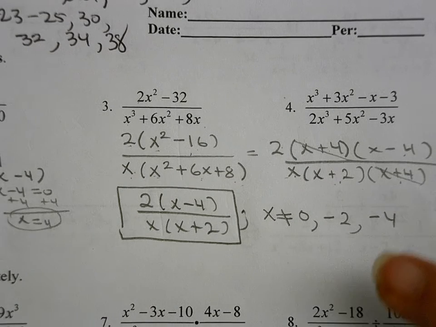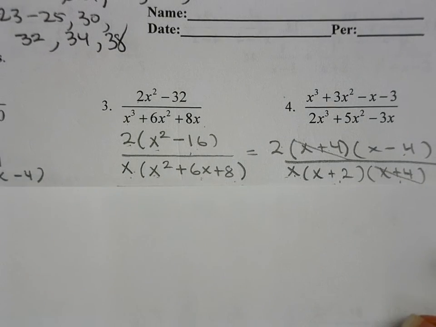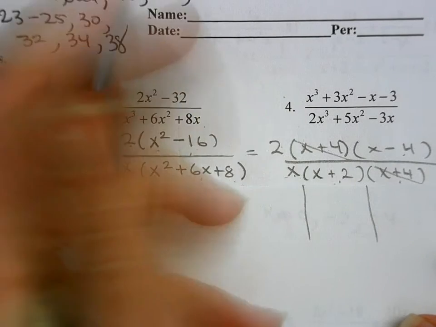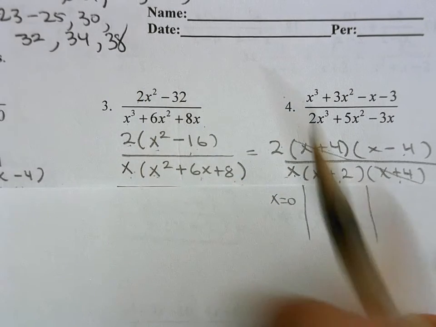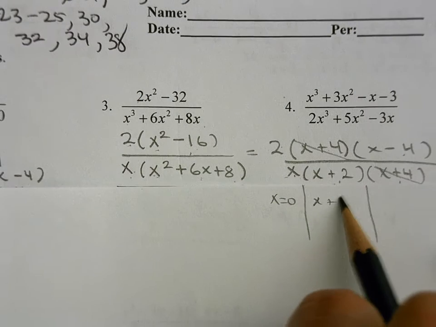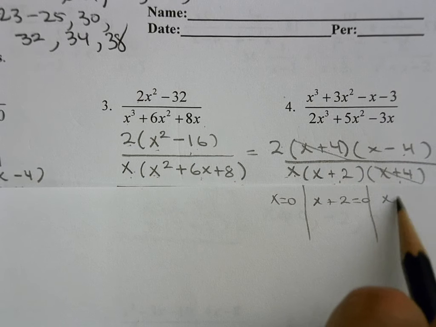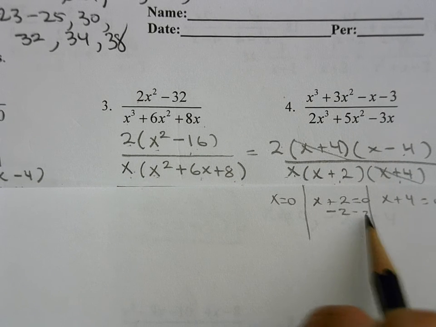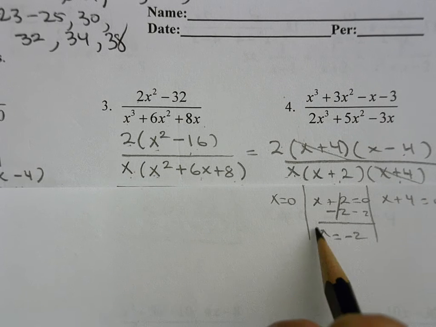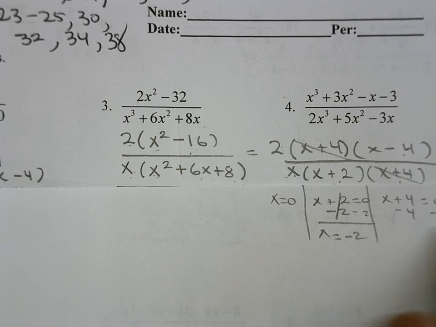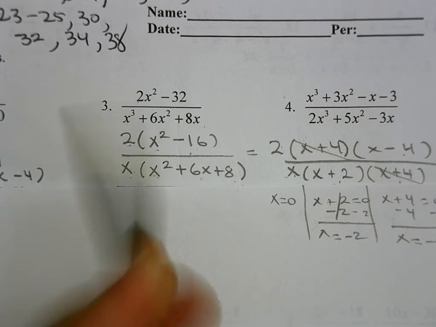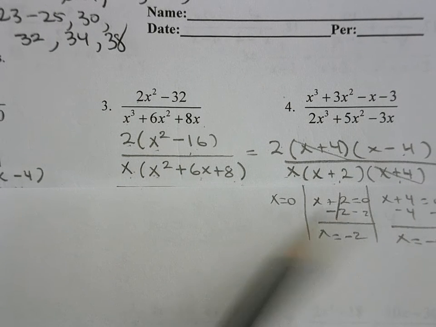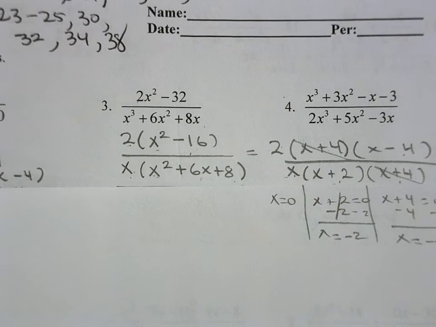And just to make sure, I'm going to do this part on a separate piece over here. So here I would have x equal to 0, and then on this factor, x plus 2 equal to 0, and then x plus 4 equal to 0. And then when I go to solve this, I would subtract 2 from both sides, so x equals -2, and then over here subtract 4, so x equals -4. So that means x cannot be 0, -2, or -4, because then I would have a 0 in the denominator.